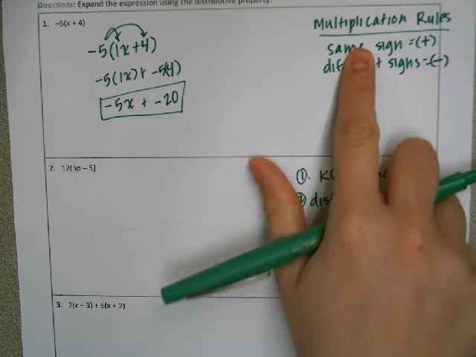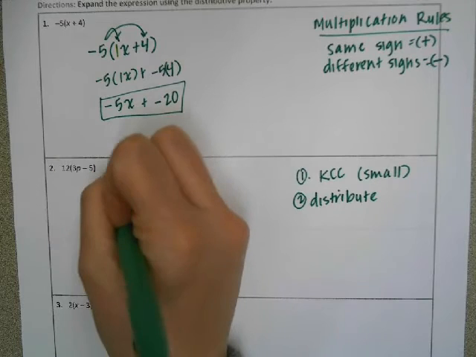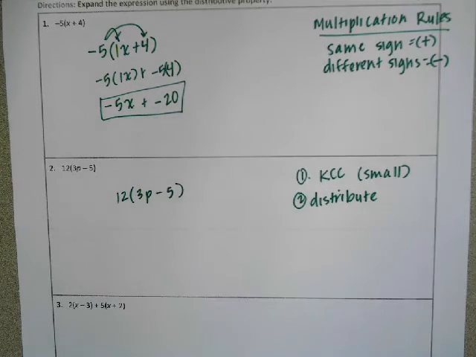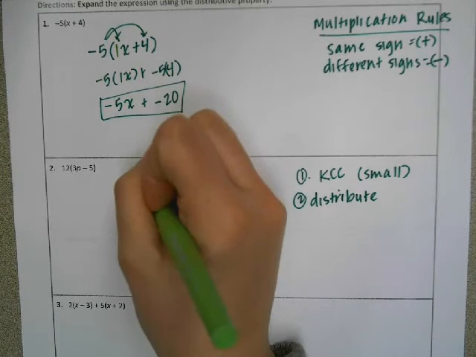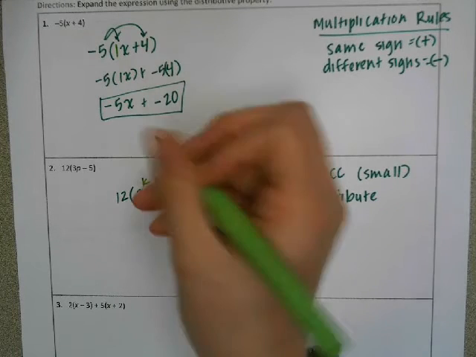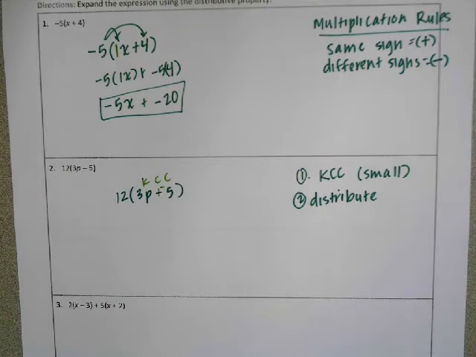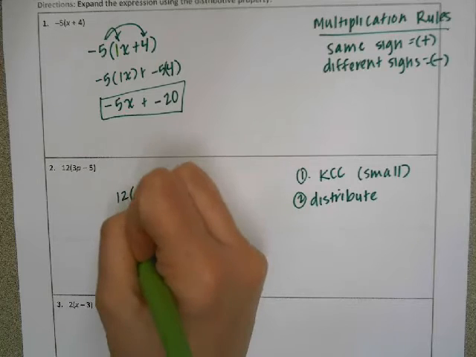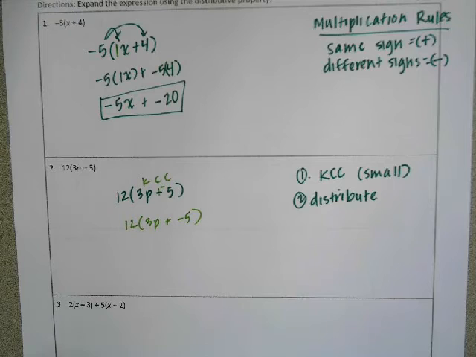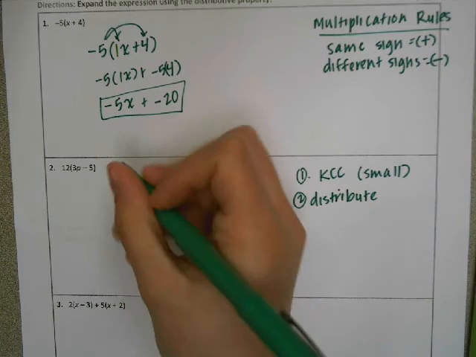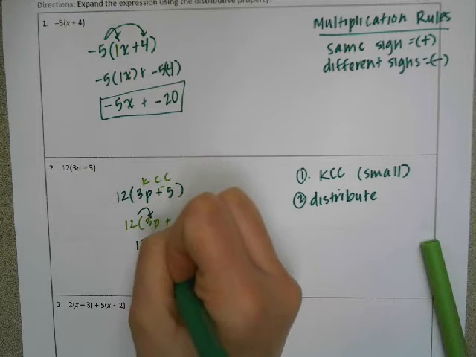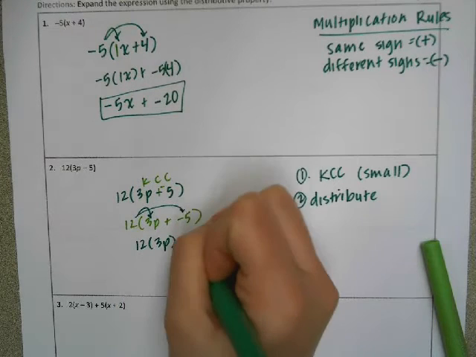So we're using our multiplication rules again. So I have 12 times 3p minus 5. I'm going to use keep change on the inside. Remember, my small is on the inside. So keep 3p, change to a plus, and change to a negative 5. So now I have 12 times 3p plus negative 5. Here I'm going to do my distributive property, 12 times 3p, plus 12 times negative 5.